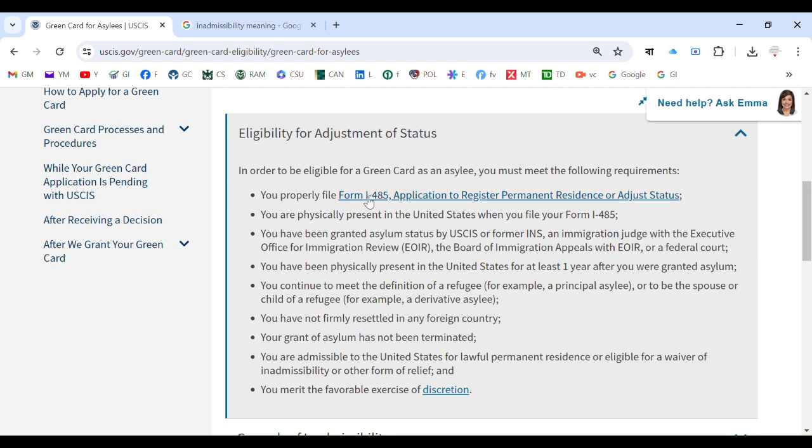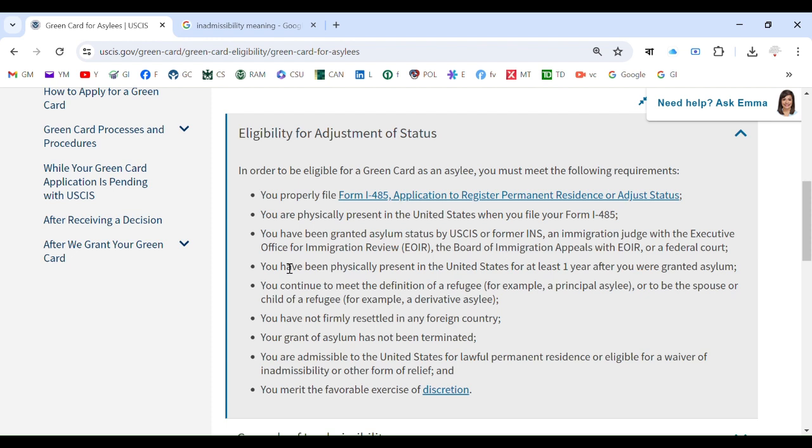And then you have been granted asylum status by USCIS or former INS, an immigration judge with the Executive Office for Immigration Review, the Board of Immigration Appeals with EOIR, or a federal court. So if any of those bodies have approved your asylum status, then you are eligible, okay? So you have to get the approval first to be eligible to take the green card.